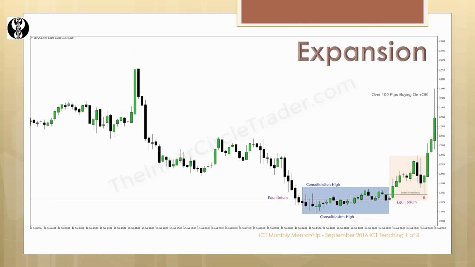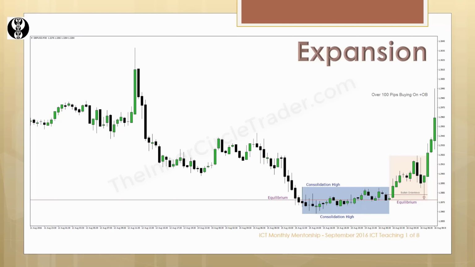Now, expansion is when price moves quickly from a level of equilibrium. Expansion couples directly with the tool of an order block. When price leaves a level quickly, this indicates a willingness on the part of the market makers to reveal their intended repricing model. Now, what does that mean?